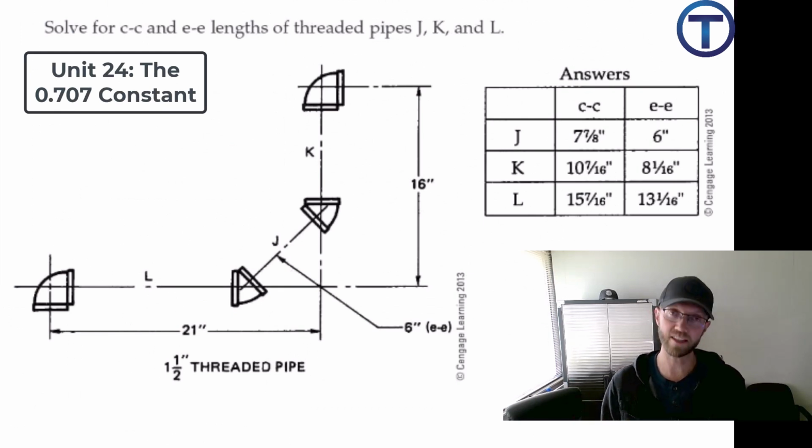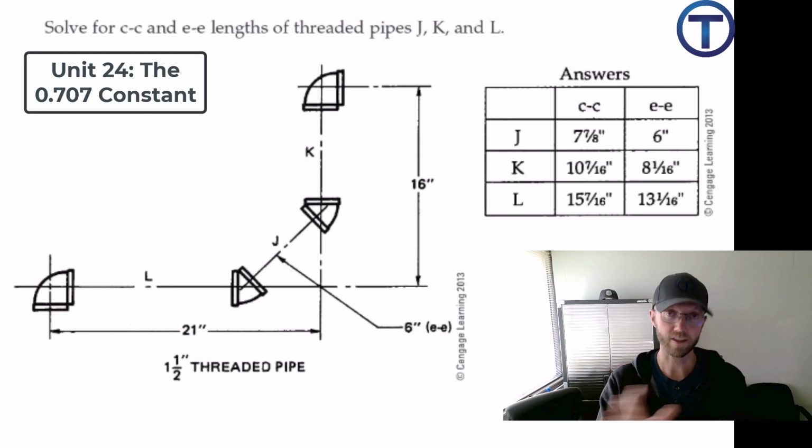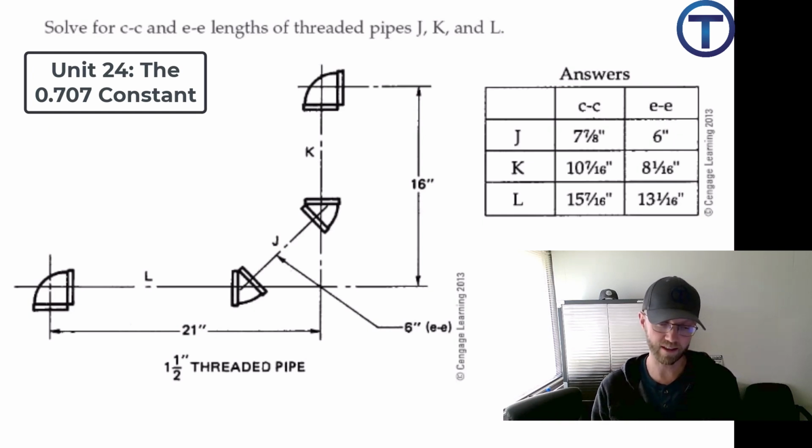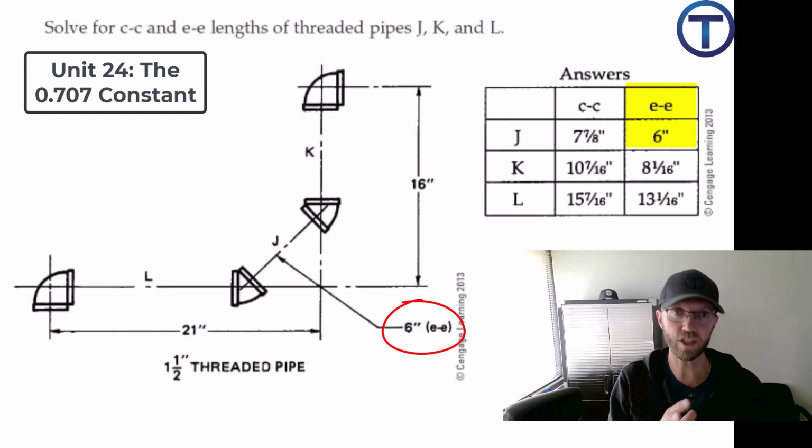It says solve for center-to-center and end-to-end lengths of threaded pipes J, K, and L. Very familiar to us, but as we look at this diagram, you can see that L is at the bottom coming across horizontally, J is the diagonal between 45s, and K is from the 45 up to the 90 on the top. It's turning a 90 using two 45-degree fittings. What is given to us is the J measurement. Now if you'll notice, what is given to us is the J end-to-end measurement. We are working entirely in reverse this time.